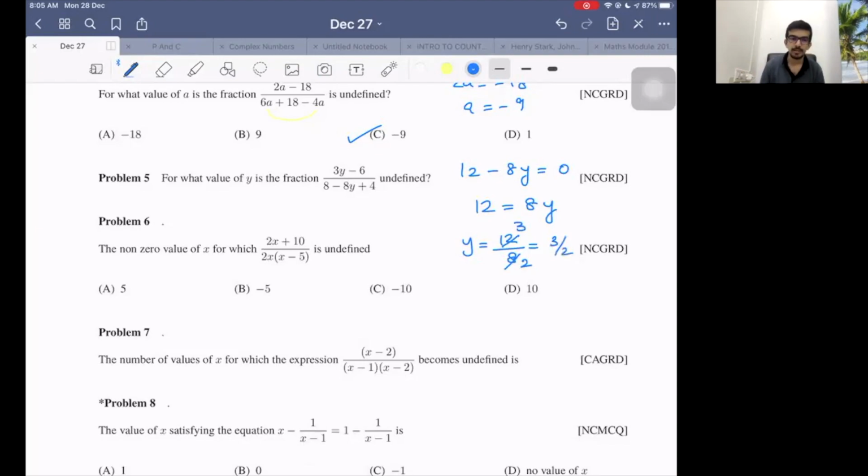3 by 2, or 1.5, is the answer. Got it? That's fine, right? Pretty easy.